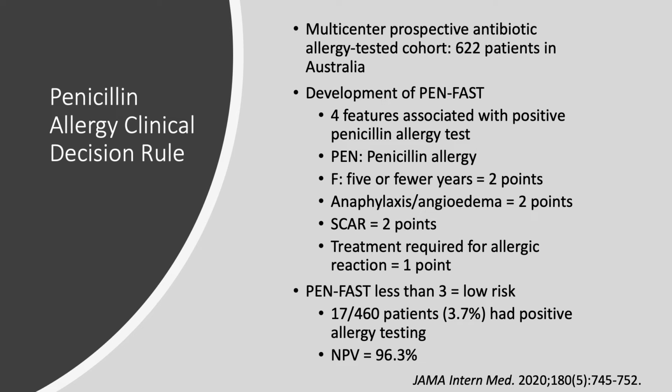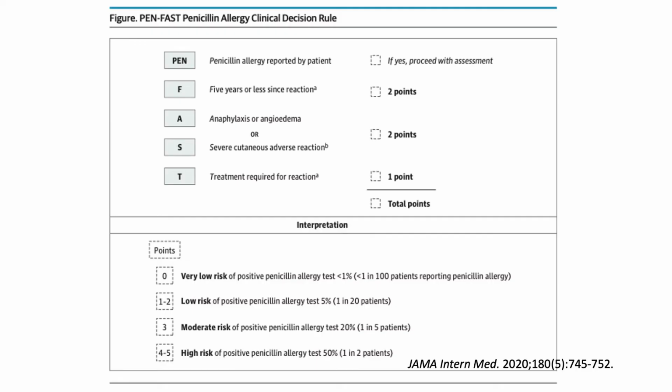And PEN-FAST less than 3 was determined to be low risk because 3.7% of those patients had a positive allergy test. And because of all this, with all the statistical things, this PEN-FAST clinical questionnaire has a negative predictive value of 96.3% of having a negative skin test. And just to give you an idea, this is an example of what you could put in your EMR or in your clinic, just to help you with scoring.